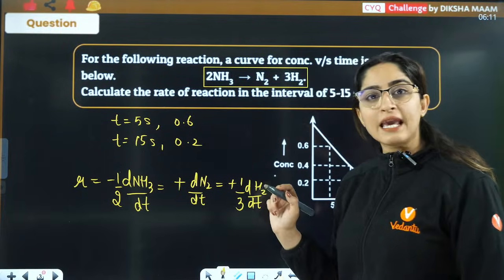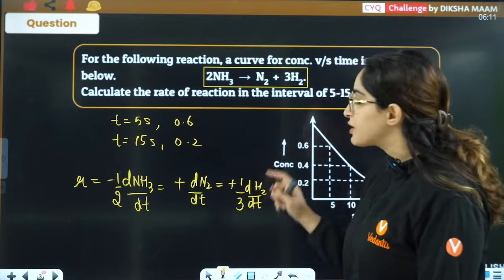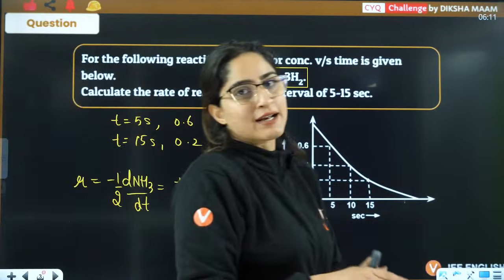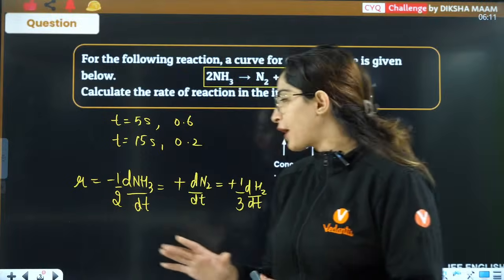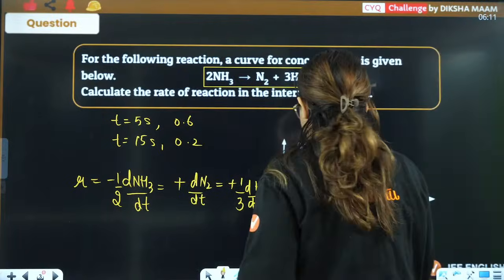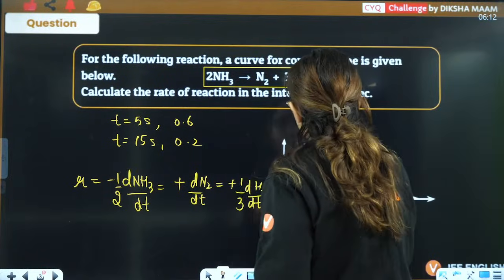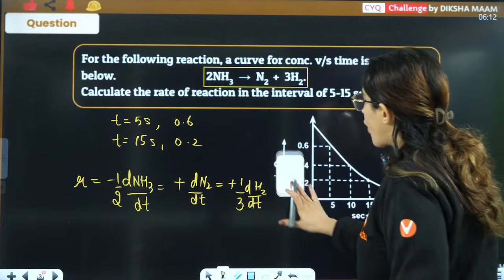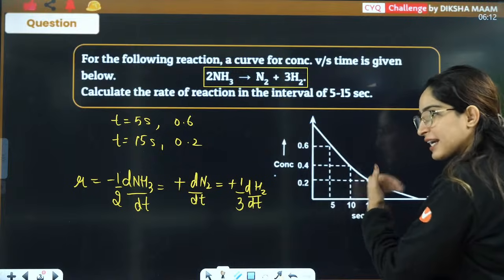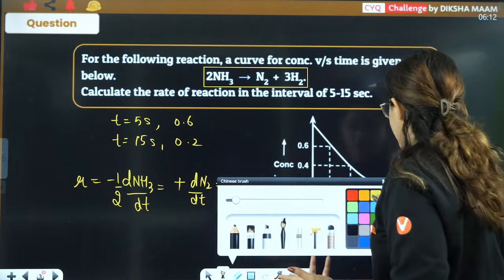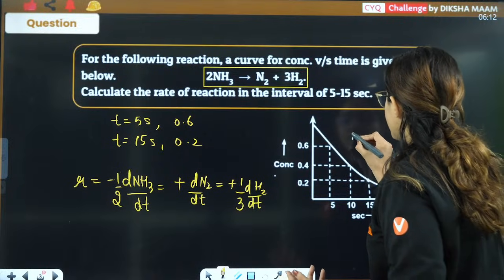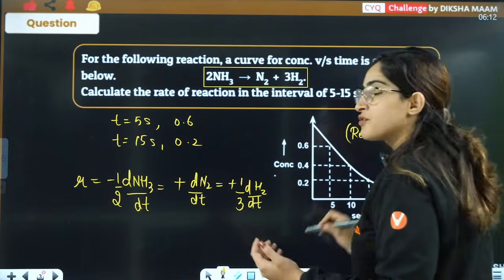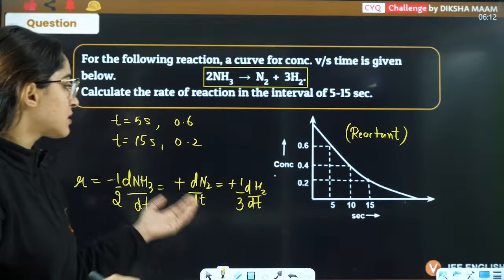Why is this 1 by 3? Because in the rate of reaction you always divide by the stoichiometry. For a reactant it's negative, for a product it's positive. The concentration of ammonia, the reactant, is given to you. Even if it is not given, the concentration of a reactant will decrease. So this concentration must be for the reactant, since it is decreasing. Otherwise, for a product the concentration should increase. So it is ammonia only.